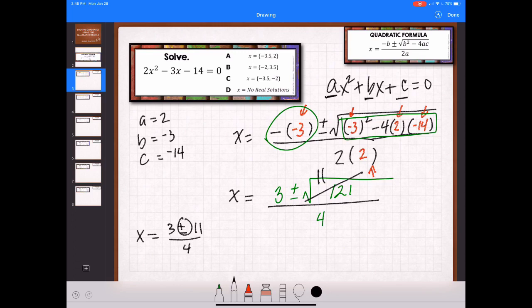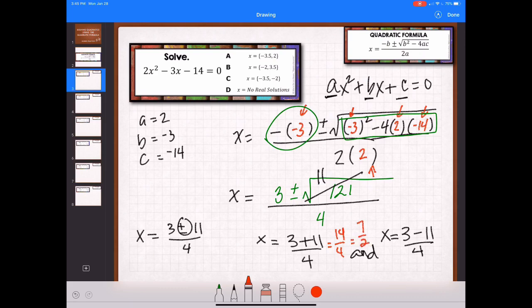Since there's a plus or minus, you're going to have to set up 2 separate problems. X equals 3 plus 11 divided by 4, and x equals 3 minus 11 divided by 4. And then you simplify both of those, so this gives you 14 divided by 4, which is 7 over 2. And then over here, 3 minus 11 is negative 8 over 4, which equals negative 2. So your solutions will be x equals negative 2 and 7/2. If you take a look, our answers are in decimals, so you can divide out 7/2. That's the same thing as 3.5. So negative 2 and 3.5, answer choice B.